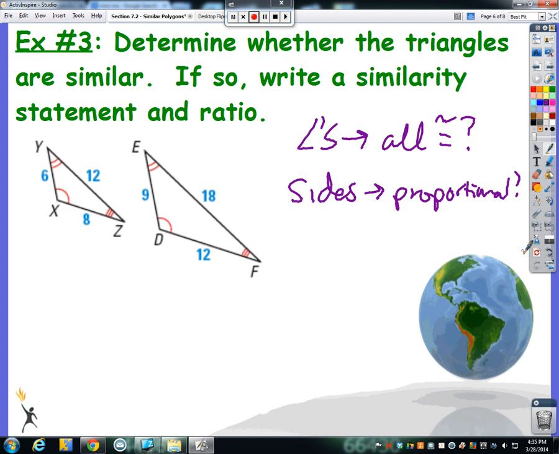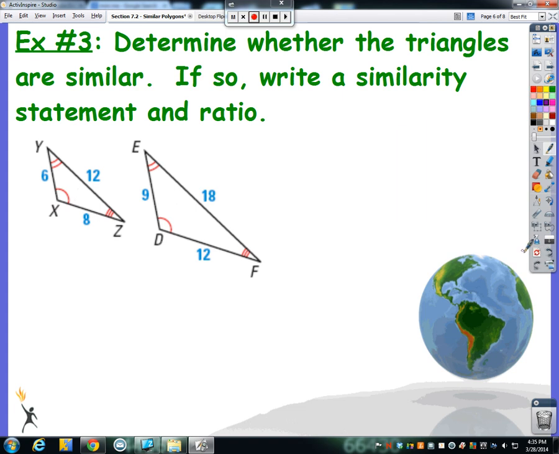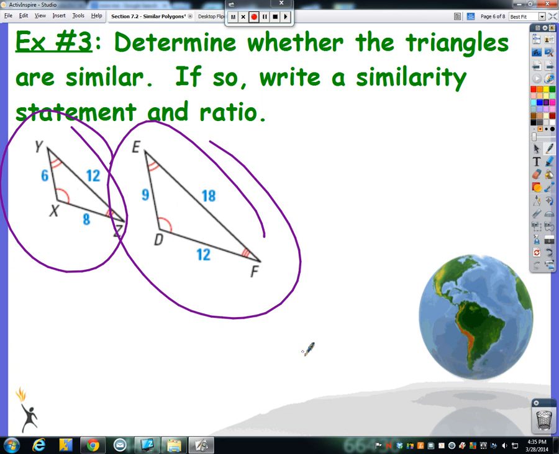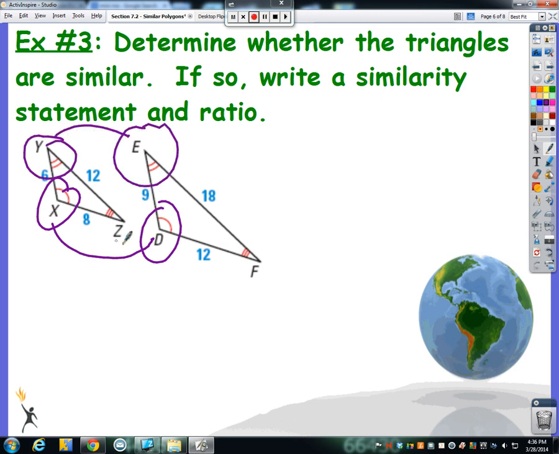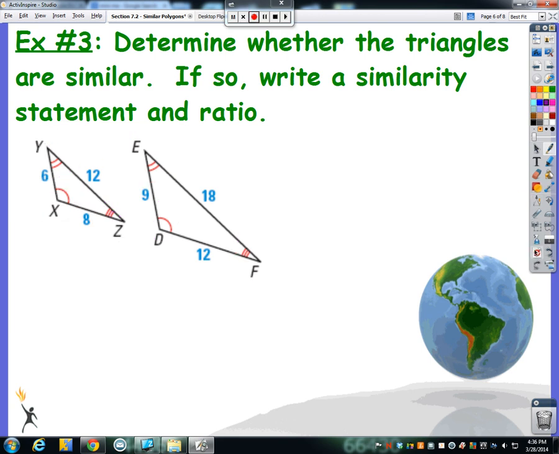Again, the angles will be the easiest thing to do. Are all 3 sets of angles of triangle XYZ, do they match up with all 3 angles of DEF? And yeah, I mean, look, X and D, they're equal because they have the same arc marks. Y and E are equal because they have the same arc marks. And Z and F are equal because they have the same arc marks. Sweet, all 3 sets of angles match up. So the angles are good. So I could just quickly write out here those 3 statements.